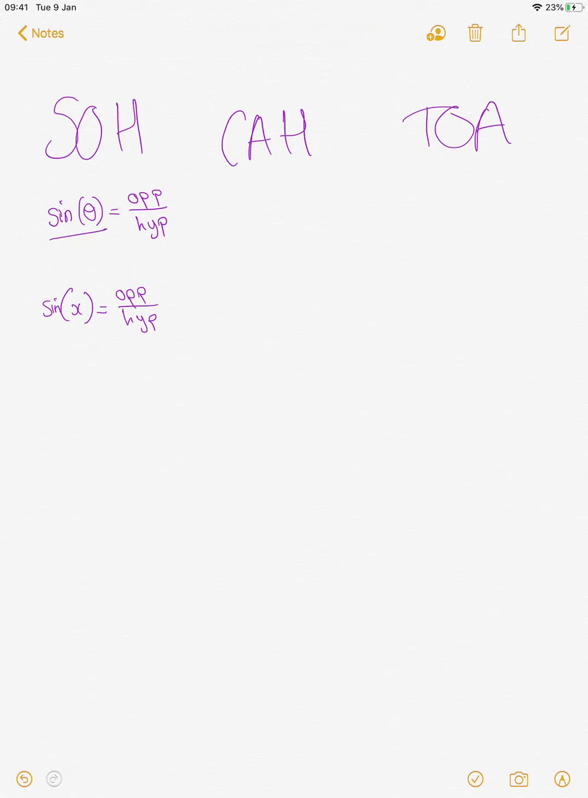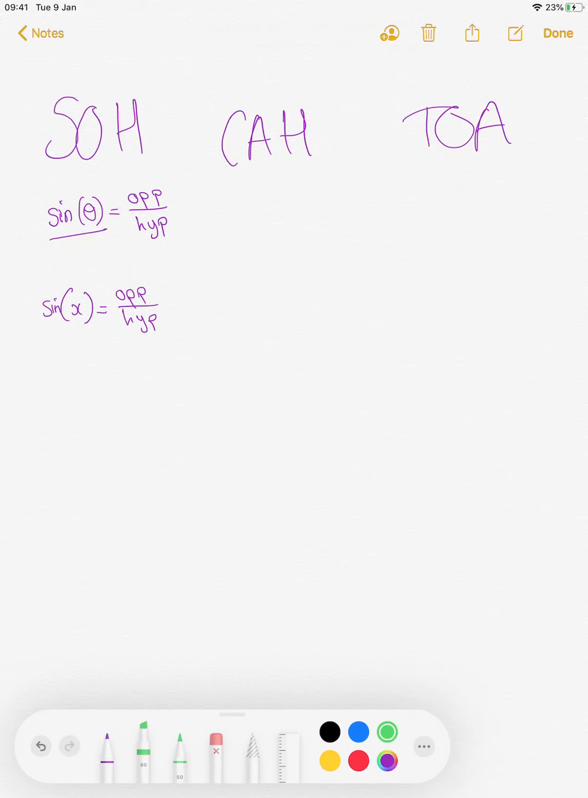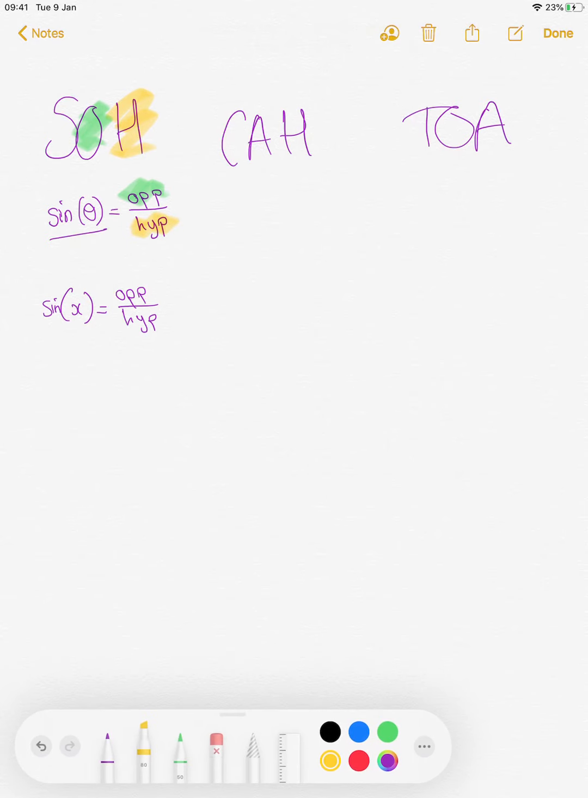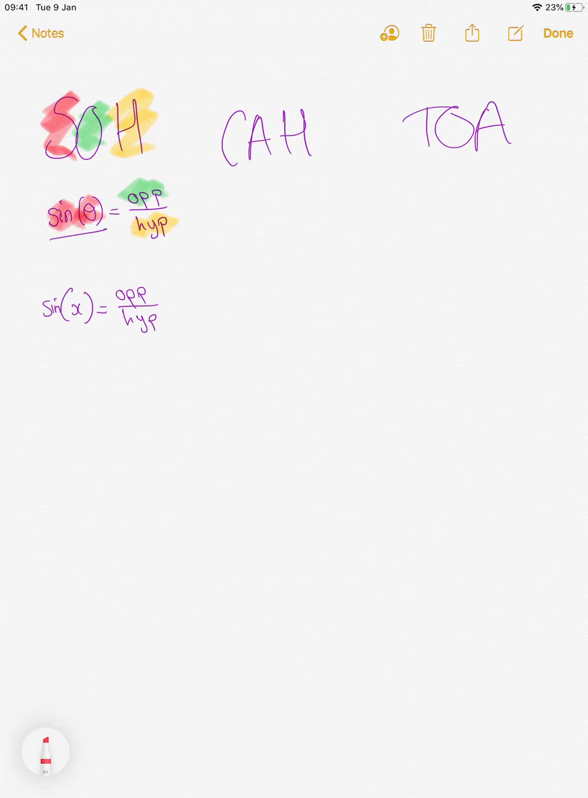So the reason SO helps you is because O represents opposite, H represents hype, and then S, let's find another colour, S represents sine of the angle. So that's how to remember it. O comes first, so it's on top of this here.